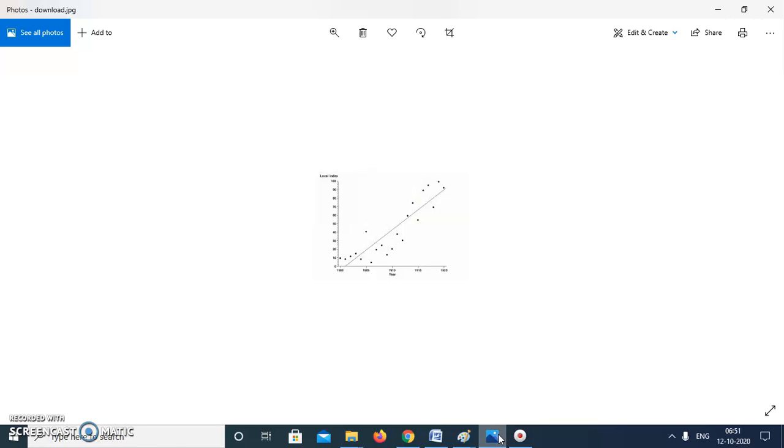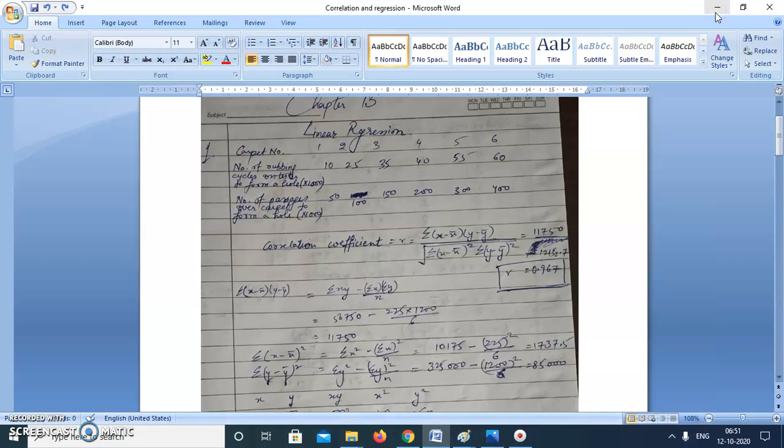Now in case of linear regression, we'll call these two things y = a + bx, and we'll calculate the values of a and b, and then we write the equation in this form, y = a + bx. Now let us start the question. This is the first question of the exercise of your chapter 13.